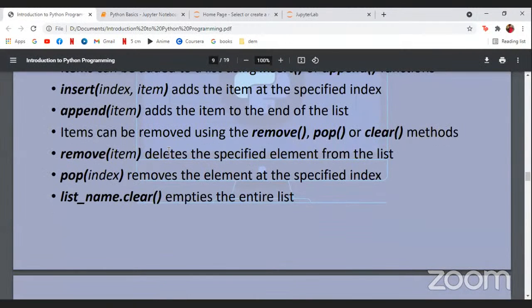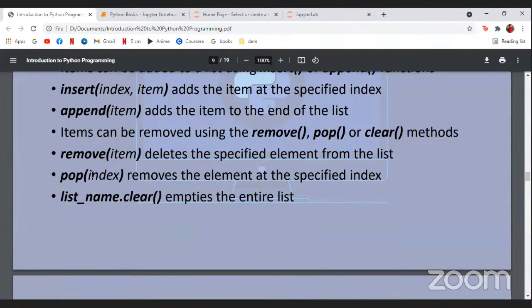So how do you remove things from the list? You can remove them using remove, pop, or clear. So there are 3 ways, 3 methods. There's also the del keyword, but that's not used quite often. So I'm teaching only these 3. Remove deletes the specific item. What it does is it looks for that item in the list, and wherever it finds it, it deletes it. It removes it from that list. Pop removes the particular element at some index.